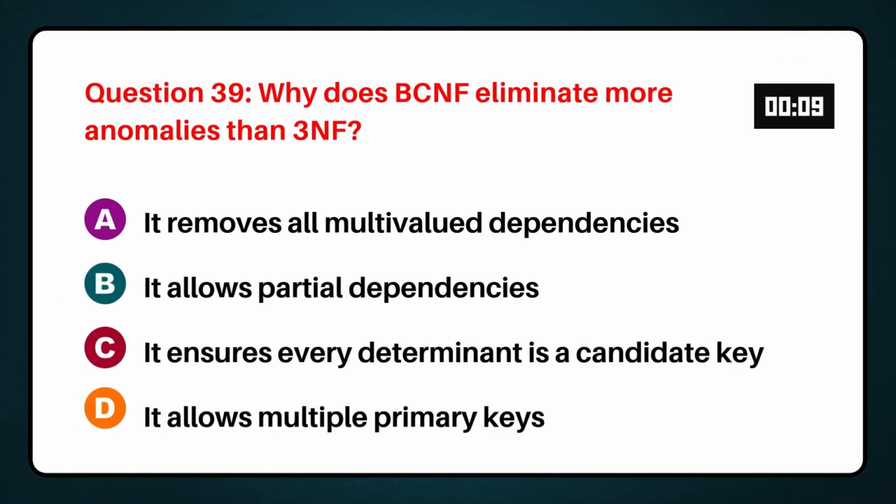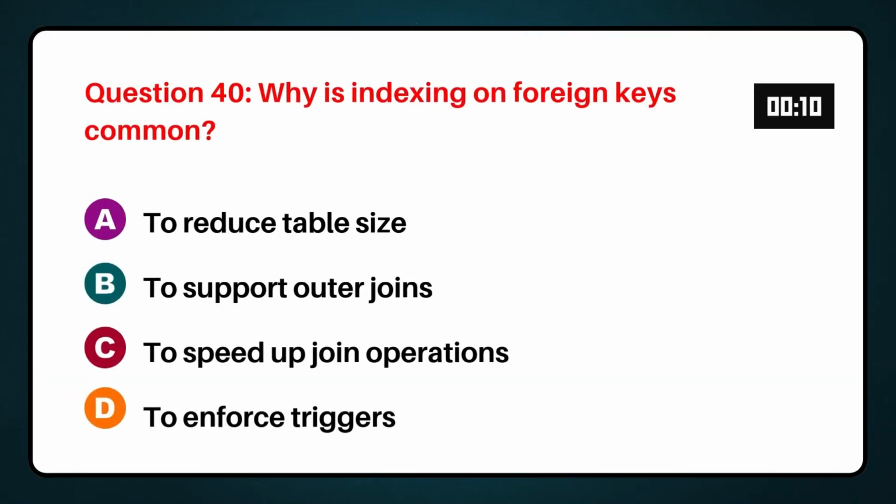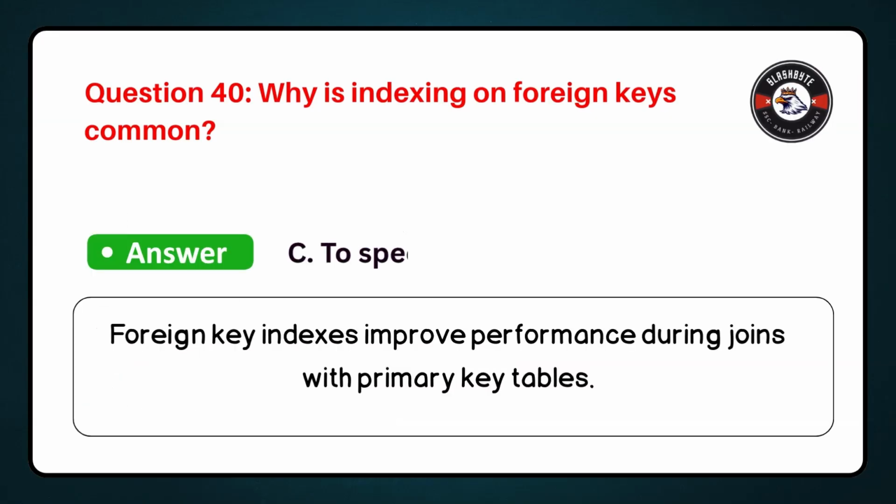Question 39. Why does BCNF eliminate more anomalies than 3NF? Correct answer, C. It ensures every determinant is a candidate key. Question 40. Why is indexing on foreign keys common? Correct answer, C. To speed up join operations.